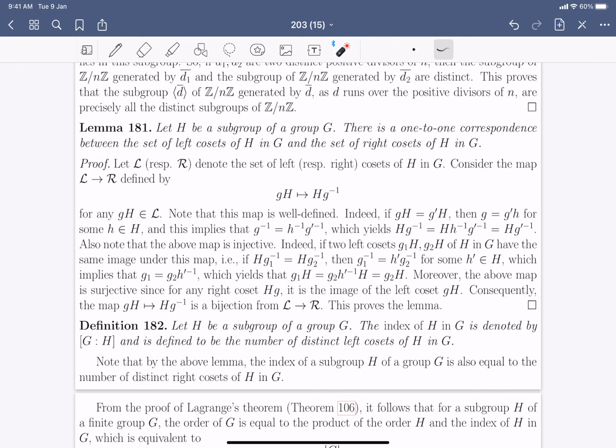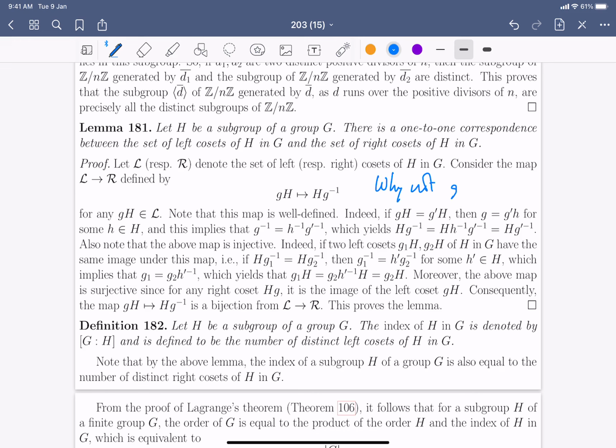Let me try to explain the proof of this lemma. Just for simplicity, we introduce a few notations. We denote the set of all left cosets of H in G by the letter L, and the set of all right cosets of H in G by the letter R. Now we consider a map from L to R, which sends the left coset gH to the right coset Hg inverse.